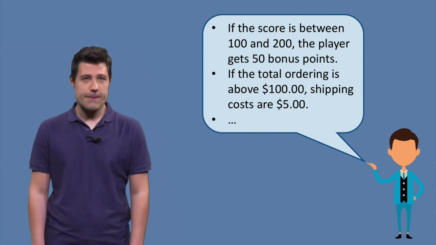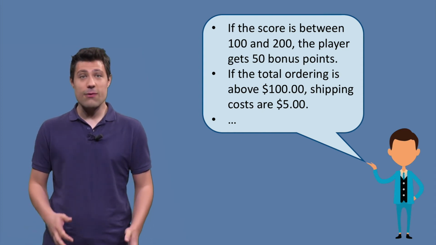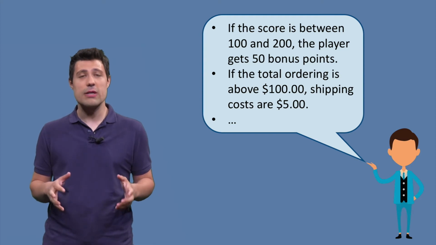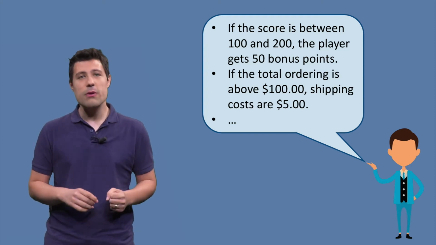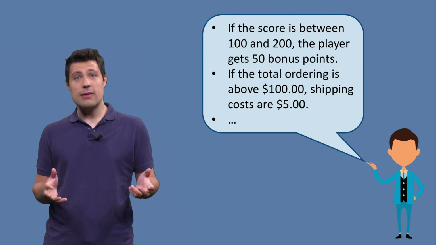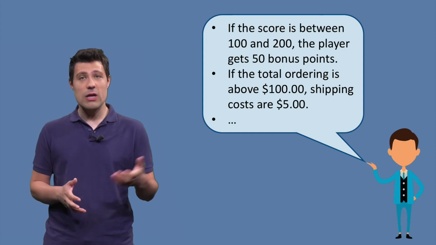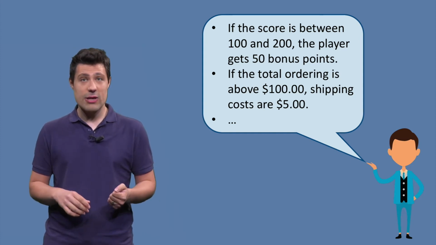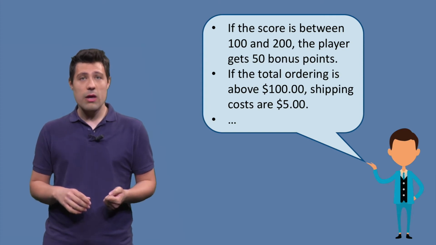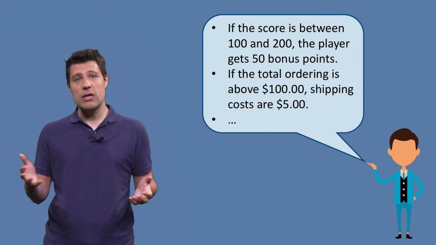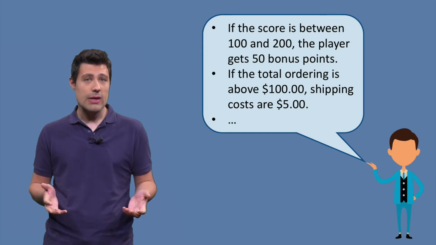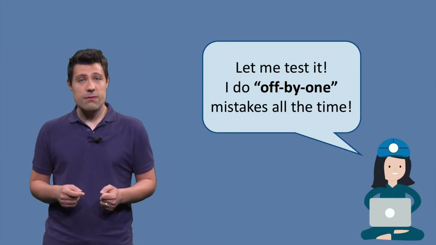Boundaries are everywhere. And in practice, you're going to have to handle several requirements with boundary conditions. For example, if you're building a game, you will have a requirement like, if the score is between 100 and 200, the player should get 50 bonus points. Or if the total ordering is above 100, shipping costs are $5.